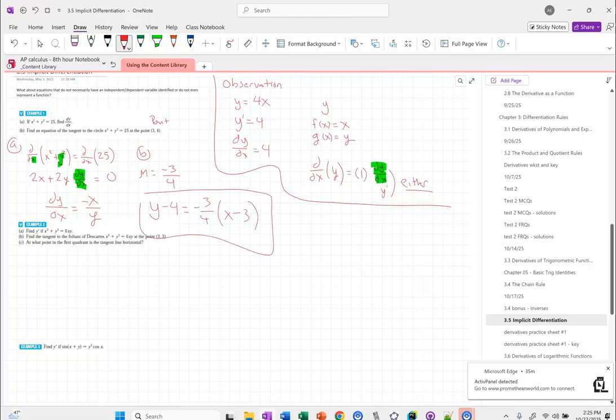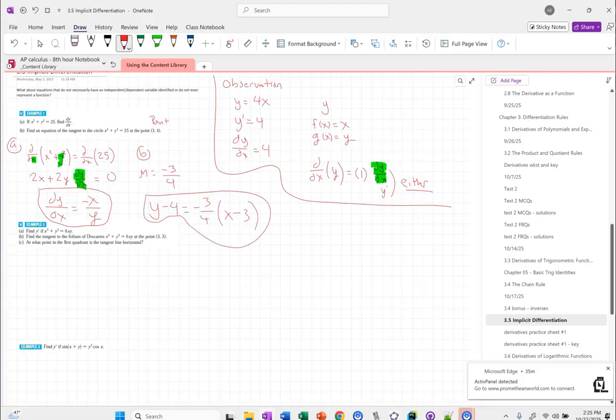Now I can just write the equation of my line. I'm going to write my equation in point-slope form because I have a point and a slope, and that's easy to do. You okay? And that's basically the idea there.